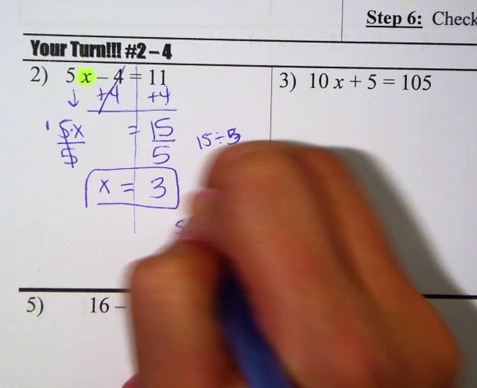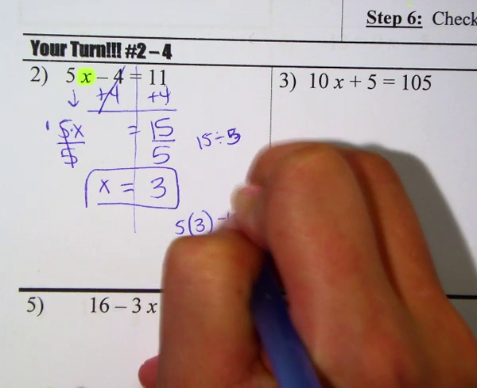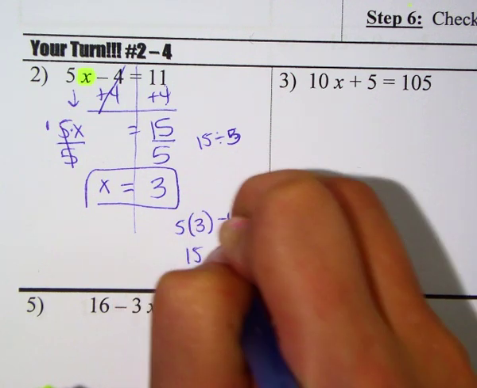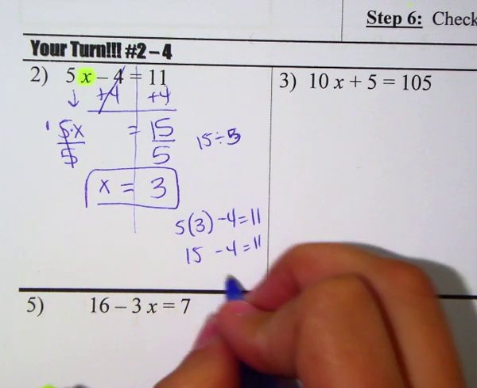Quickly check my answer. Substitute 3 back in for x. 15 minus 4 is 11.